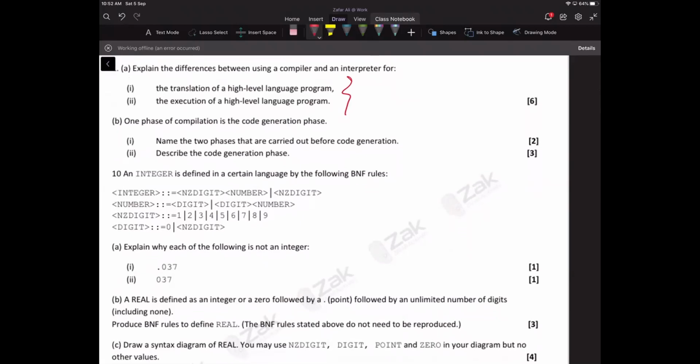All right. Describe the code generation phase. So the code generation phase actually creates a machine code program or object code which is equivalent to the high level language program. The code which is created will not be efficient, so it will be optimized as well, and optimization happens to reduce the number of commands in the object code.